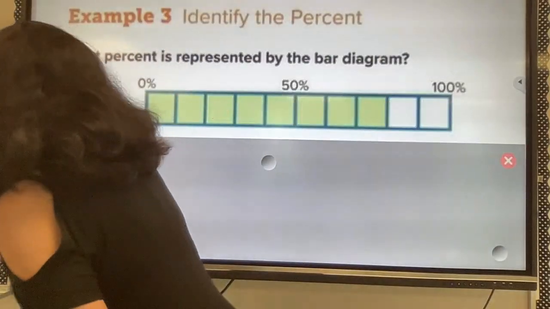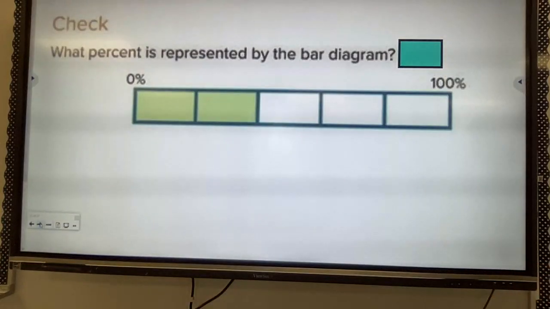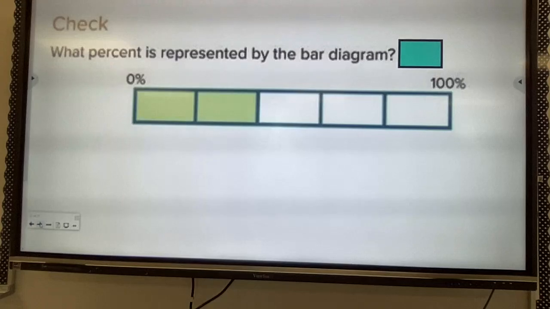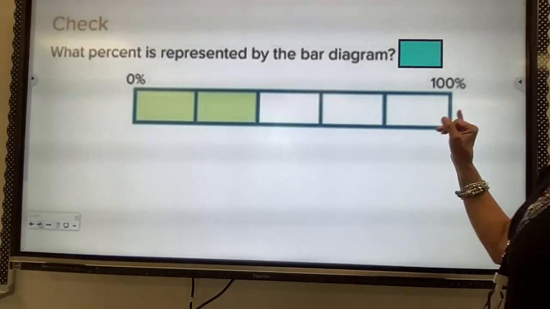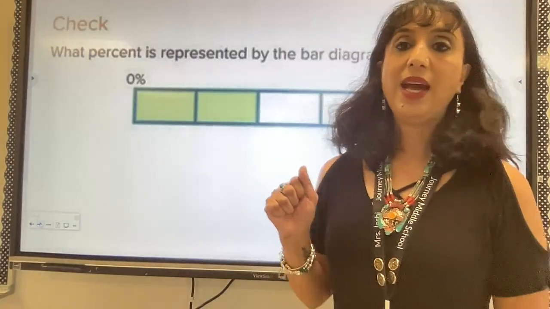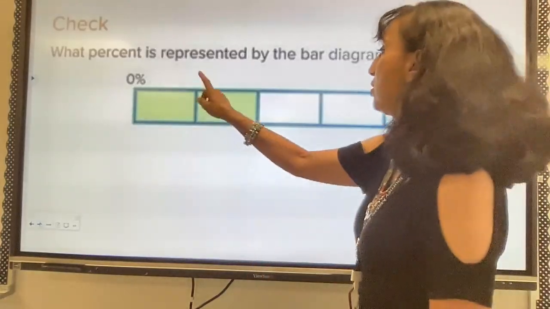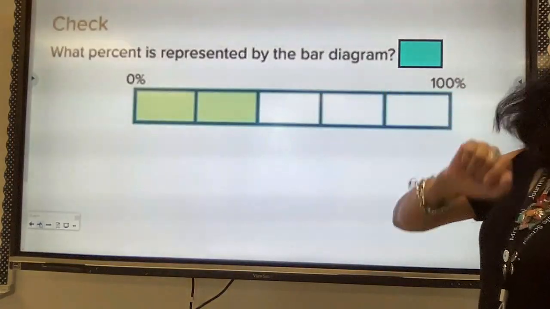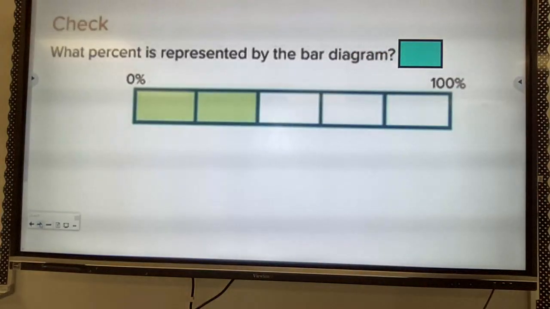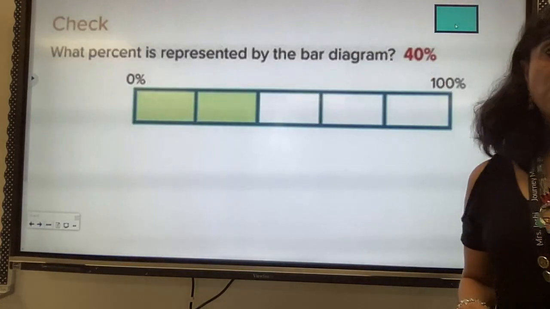All right, let's look at this one. What percent is represented over here now? I can see it is divided into how many sections? It is divided into 5 sections. That means each section is represented by 20%. So this is 20, 40, 60, 80, 100. Since 2 of them are shaded in, what is this? It is 40%. So 40% is my answer.